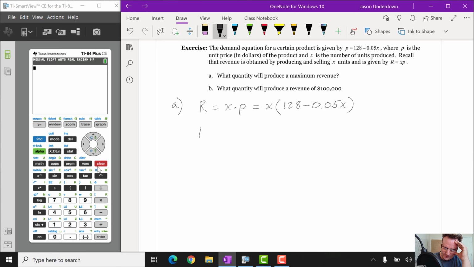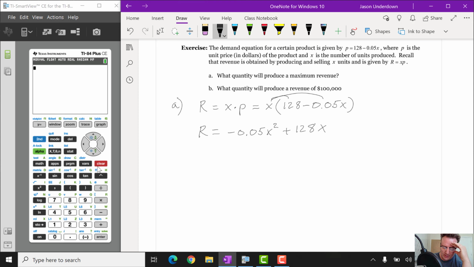That's in factored form. I could multiply it out though, and I would get what? When I distribute this x to both terms in there, I'm going to get a negative 0.05x squared plus 128 times x. All right. So we have our revenue function, and we want to maximize it.